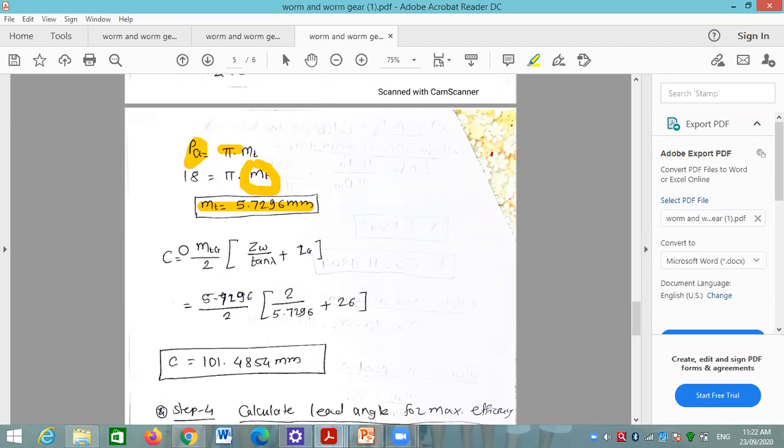5.7296 mm. If we put this MT here, that is the transverse module for a gear, divided by 2 into number of teeth on a worm divided by tan of lambda plus number of teeth on a gear.